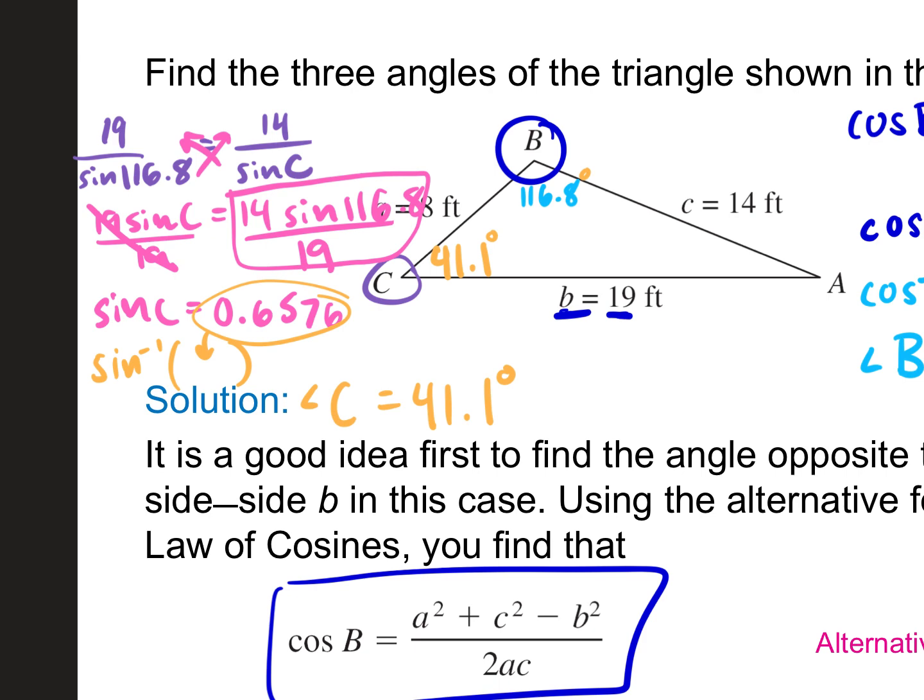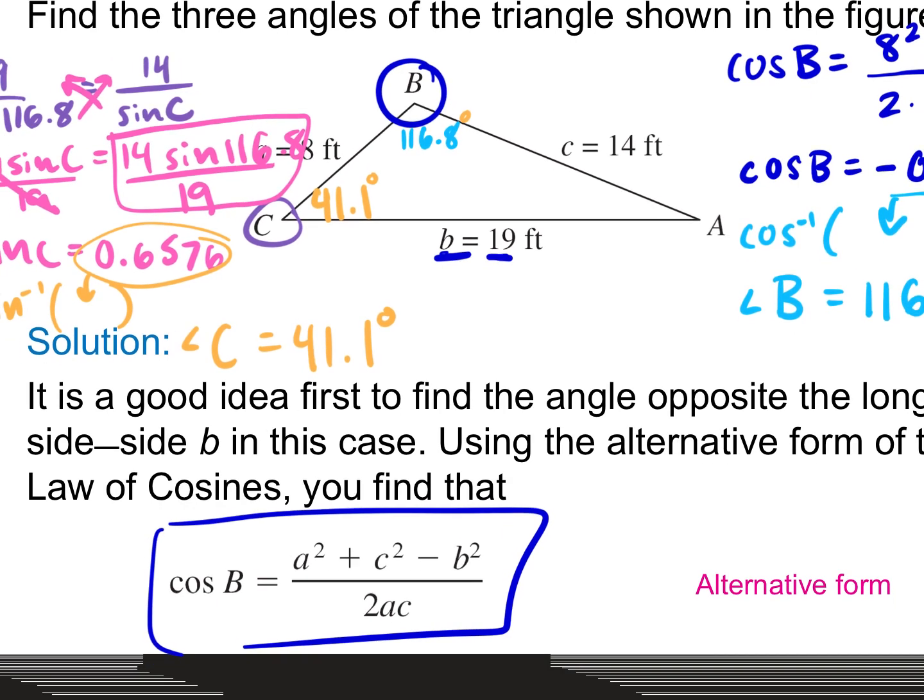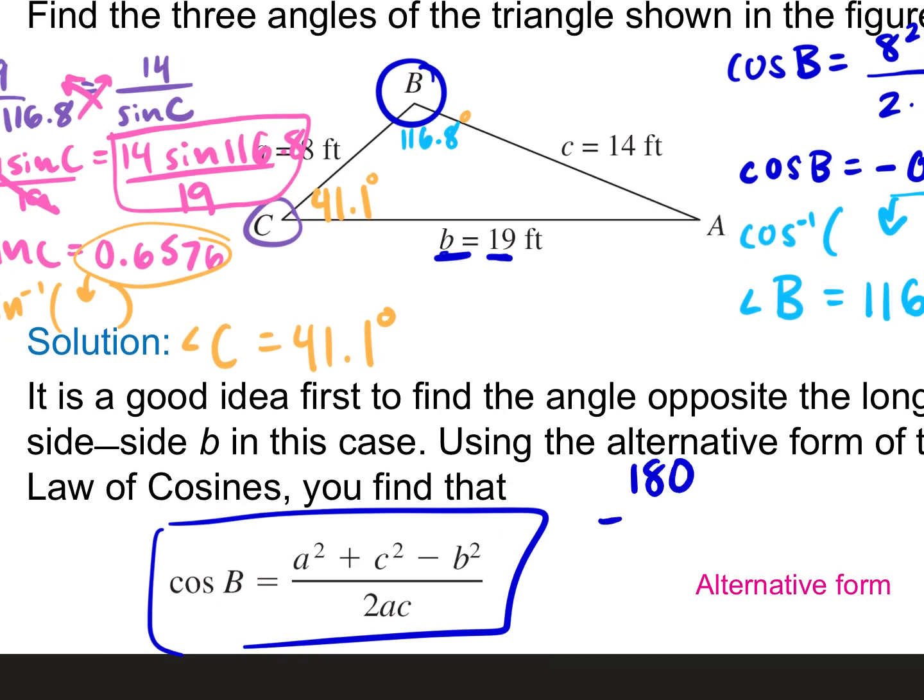Now, how could we find angle A? Add them together and subtract from 180. Perfect. So it'd be 180 minus 116.8 minus 41.1. What do we get? 22.1 degrees. Perfect. So those would be our 3 angles.